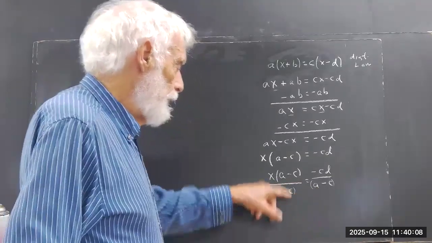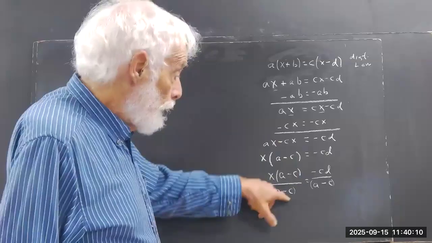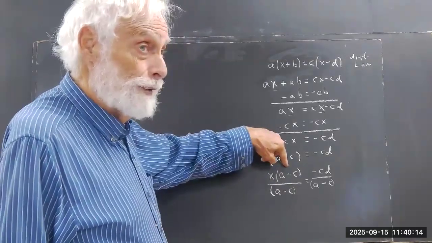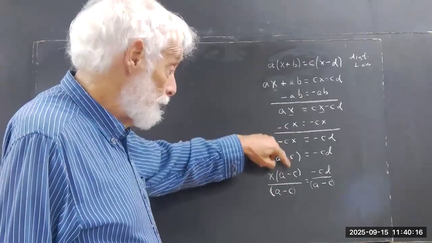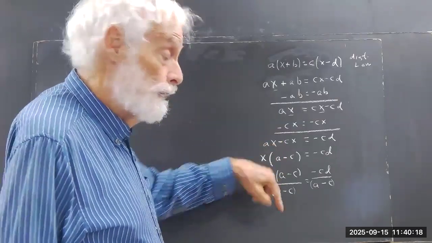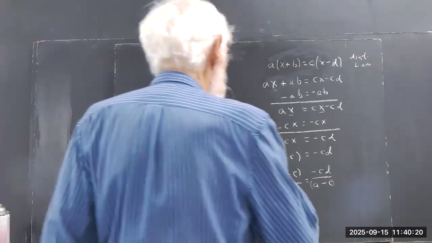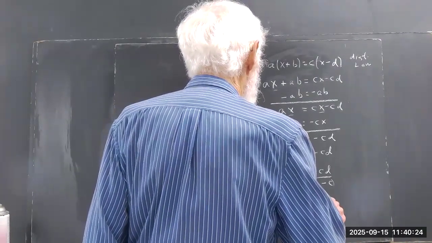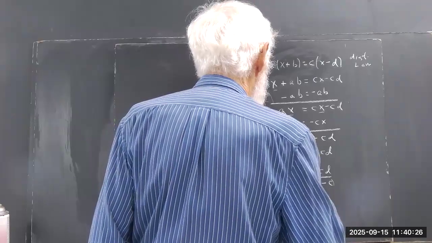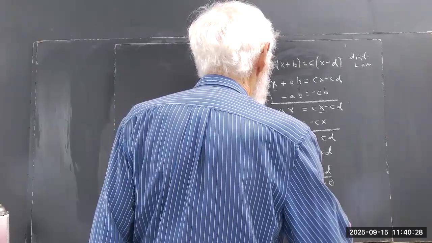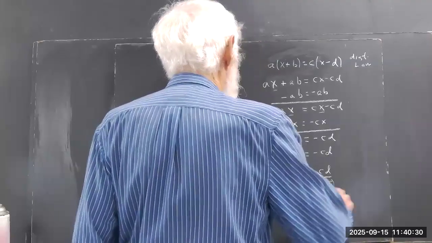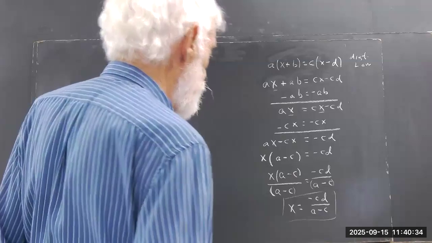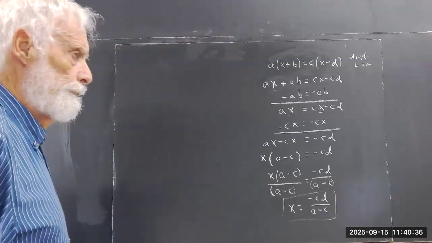Divide both sides by A minus C, because whatever A minus C is, it's going to be the same as A minus C up here. So you're just dividing something by itself, leaving you X equals negative CD over the quantity A minus C.